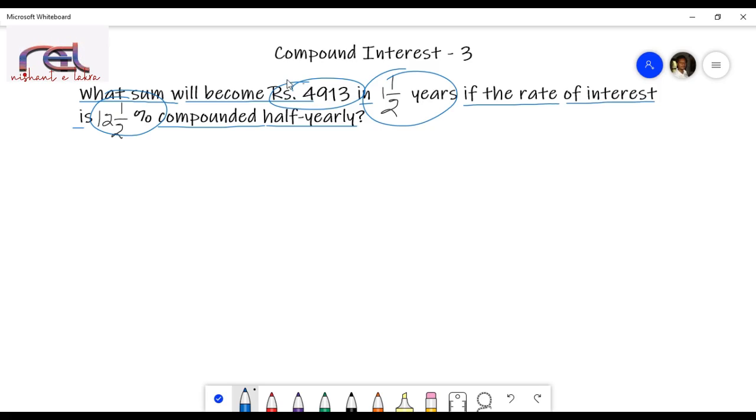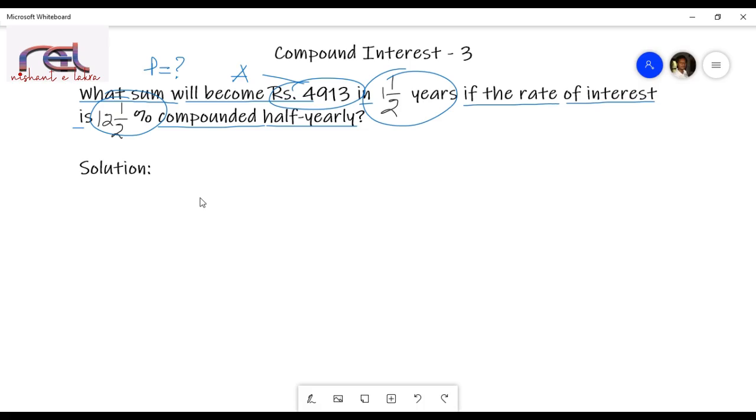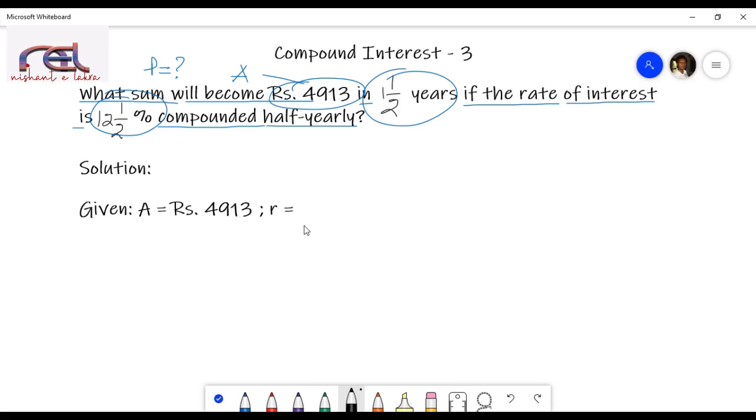What is given here? Amount is given, that is 4,913. What do we have to find? We have to find the sum or the principal. We are using the formula of amount to solve this. Let us see how we can solve this problem. Amount is 4,913, which is given.